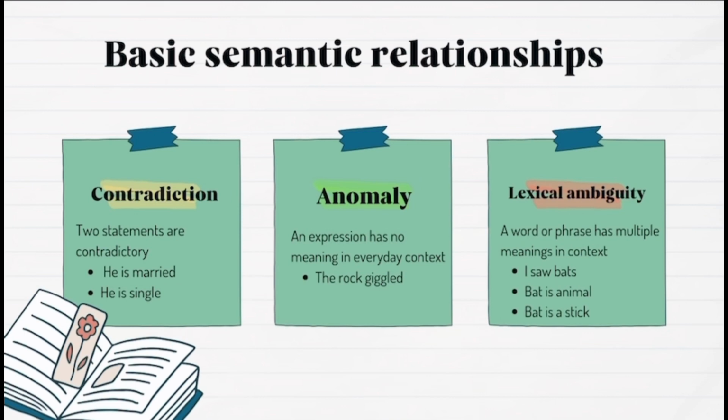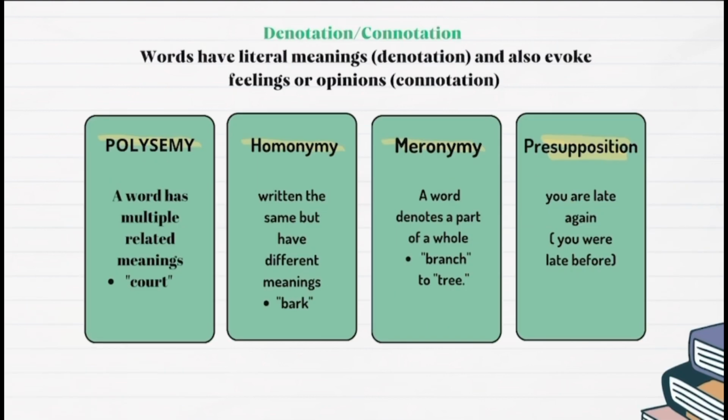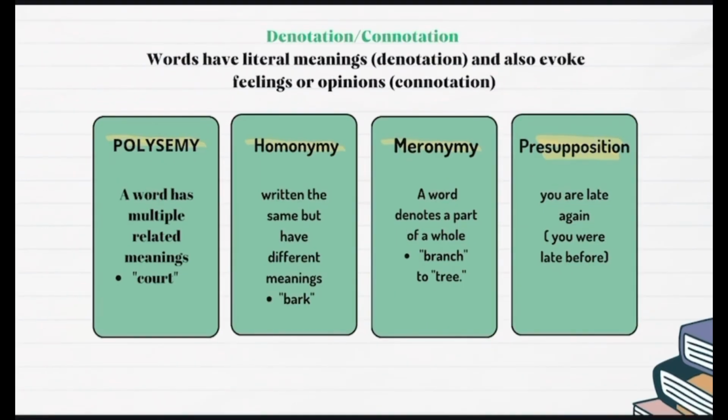Lexical ambiguity. A word or phrase has multiple meanings in context. For example, I saw bats. Bat is an animal and also a bat is a stick. Denotation and connotation. Words have literal meanings, denotation, and also evoke feelings or opinions, connotation.